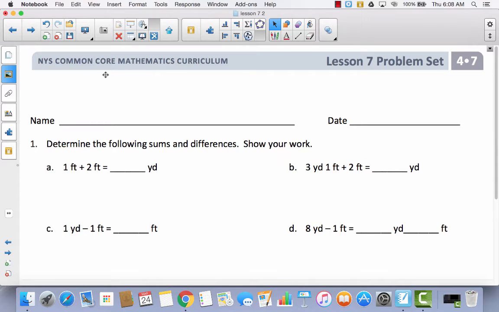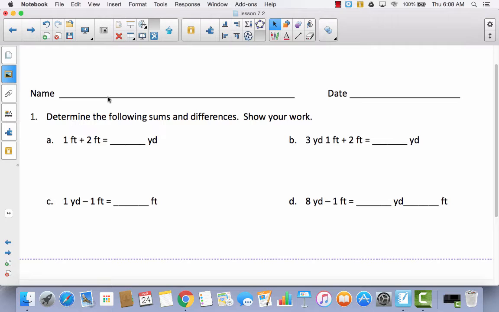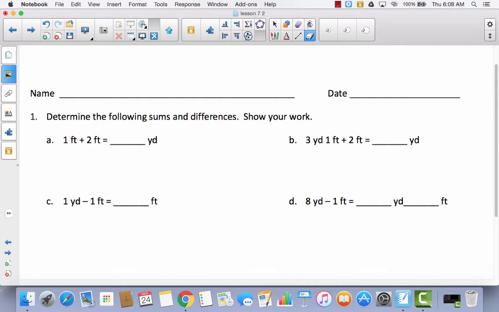All right, so let's go ahead and take a look at our problem set today. So we're going to be adding some of those mixed units just like we did in Lesson 6, and we're going to be using some of those number bonds to decompose so that we have like units. Now, in the first one, you can see I have 1 foot plus 2 feet. So I'm going to kind of do a reverse number bond here. 1 foot plus 2 feet is equal to 3 feet. Well, what do you know about 3 feet? It's equal to how many yards? It's equal to 1 yard.